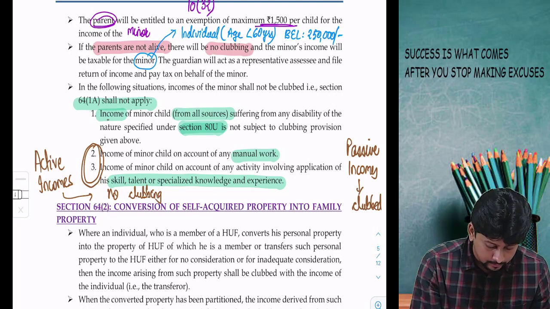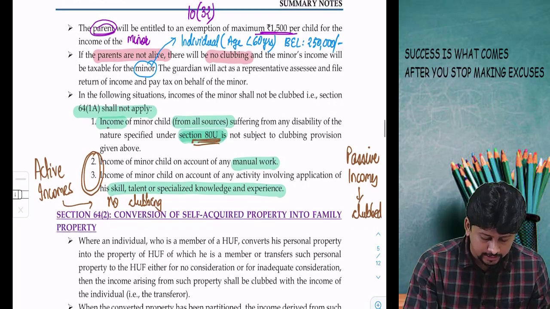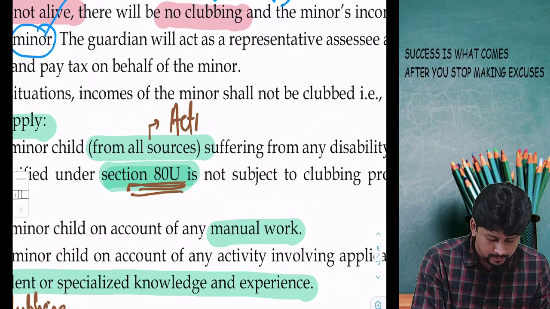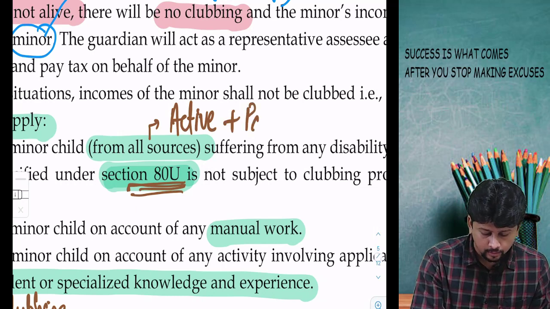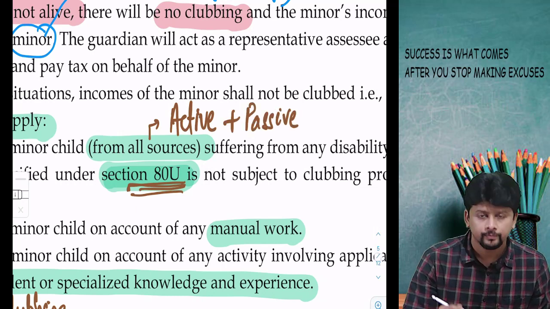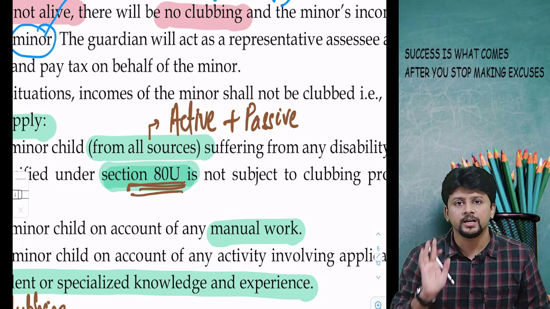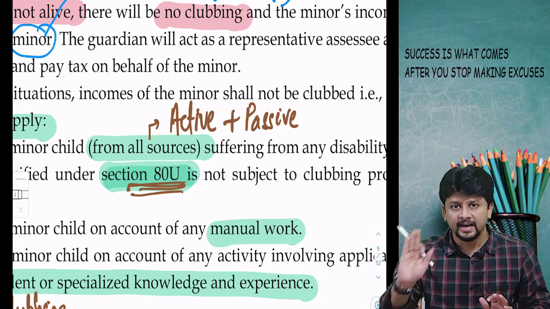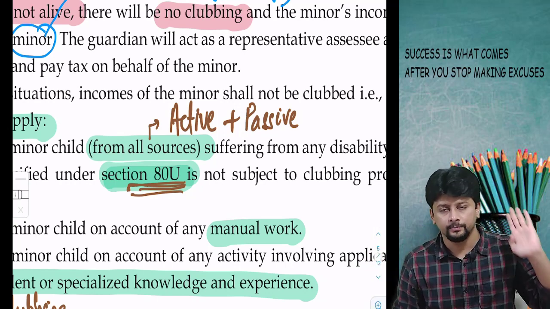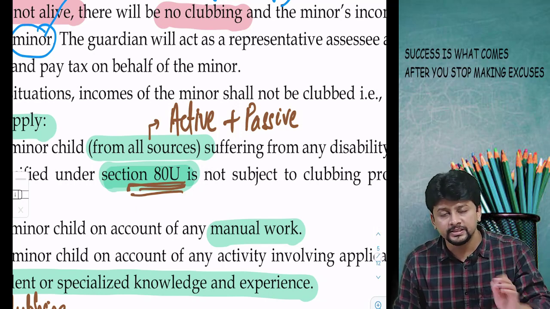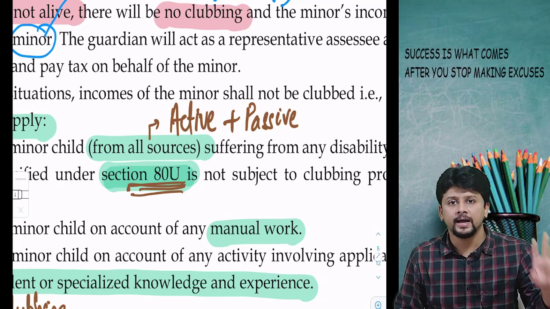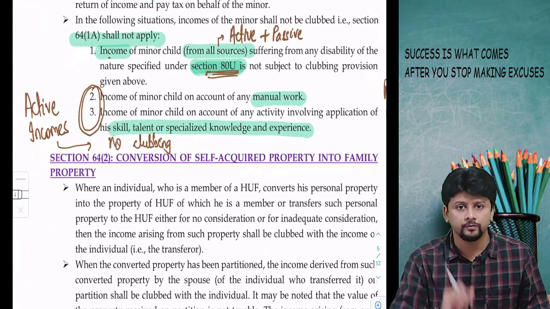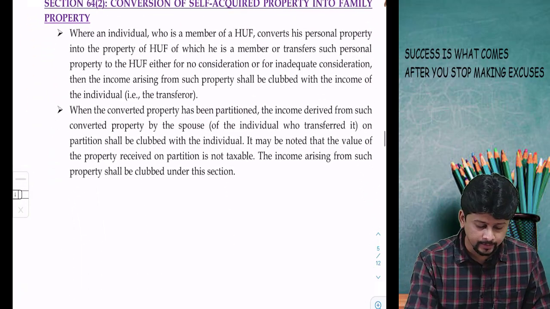But if you are a minor who is suffering from a disability under section 80U, then income from all sources, meaning whether it is active or it is passive, neither of the incomes will be clubbed. So a normal minor who does not suffer from any disability: active income not clubbed, passive income clubbed. A minor who is suffering from a disability: no clubbing at all, neither active nor passive. This is your 64(1)(a). Last section in the chapter of clubbing.